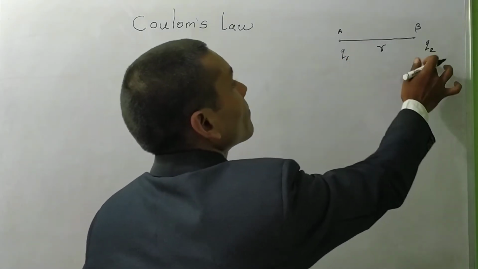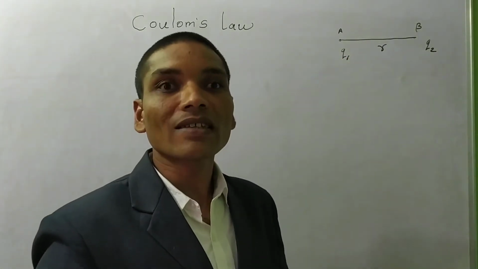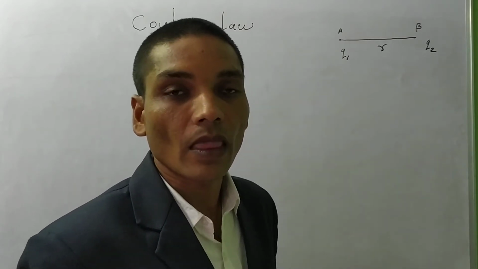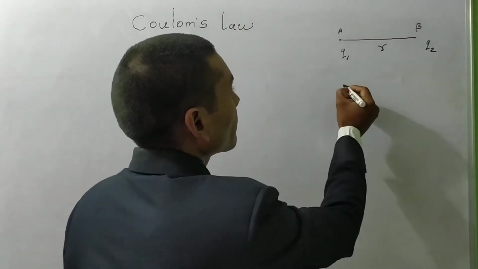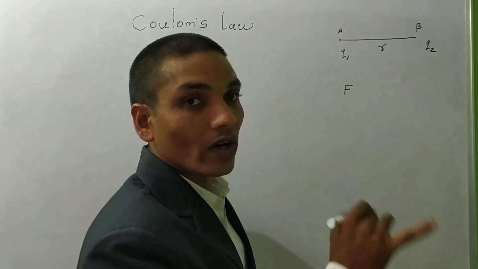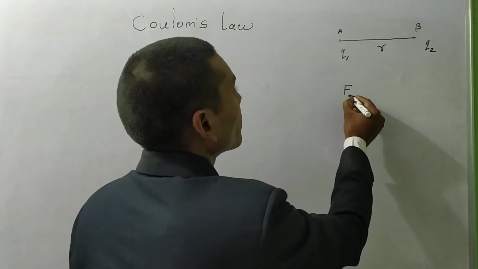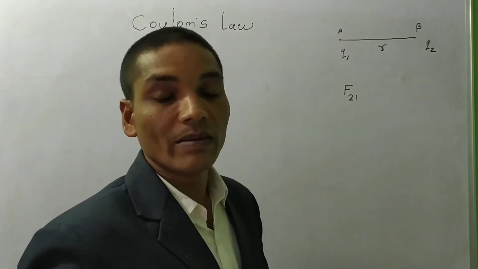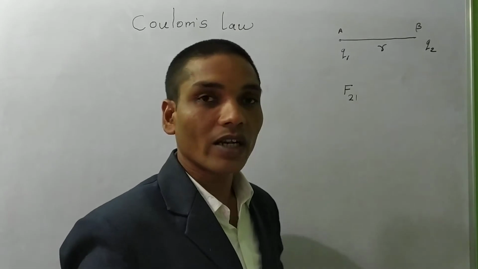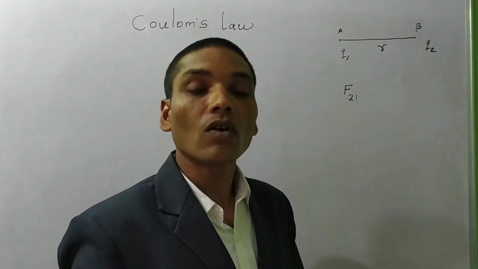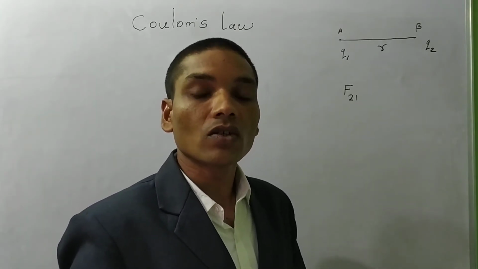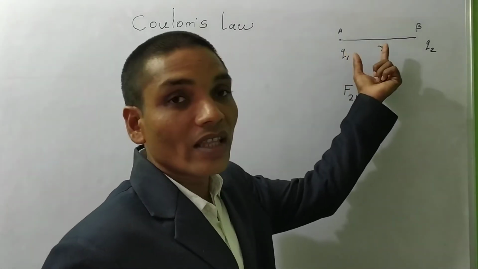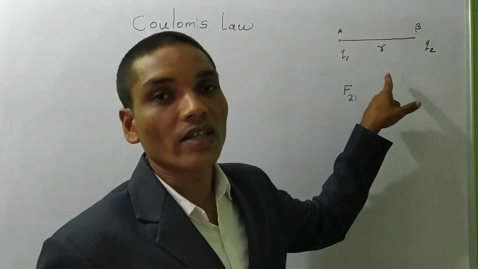Because this electric charge is in the influence of the first point charge, it will experience some force. This force is called electrostatic force. So this is the electrostatic force on the second charge due to the first charge. And what will be the direction of this electrostatic force? The direction of electrostatic force is always along the line joining the two point charges.